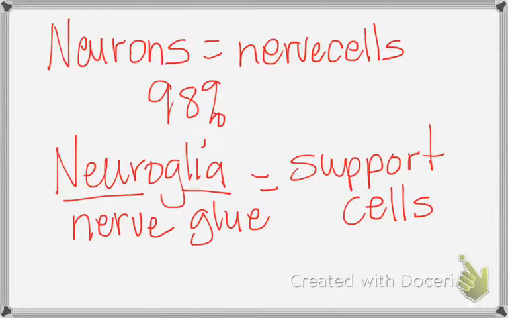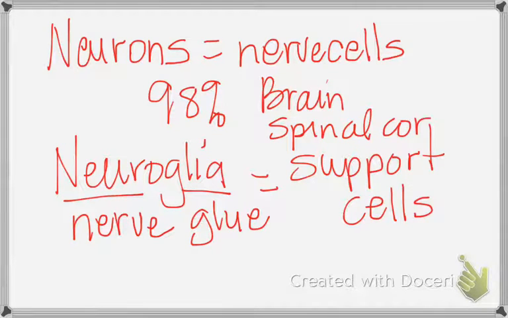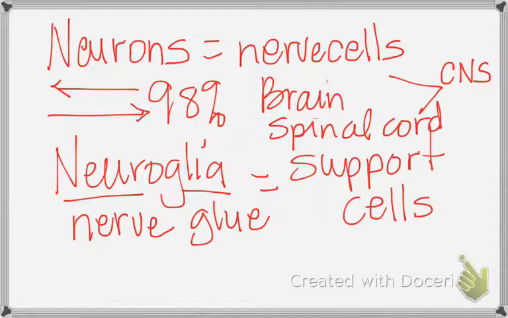98% of our neurons are located in the brain and the spinal cord, and these 2 things make up what we call the central nervous system. Then we have the remaining approximately 2% in the peripheral nervous system, which is going to be all the nerves that exit and enter the brain and the spinal cord. Those make up the peripheral nervous system, PNS. And we'll learn lots and lots more about the nervous system as we move on.